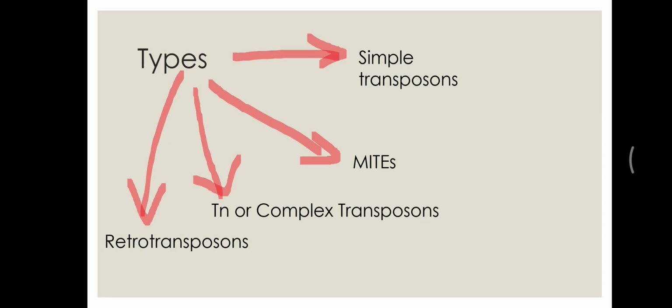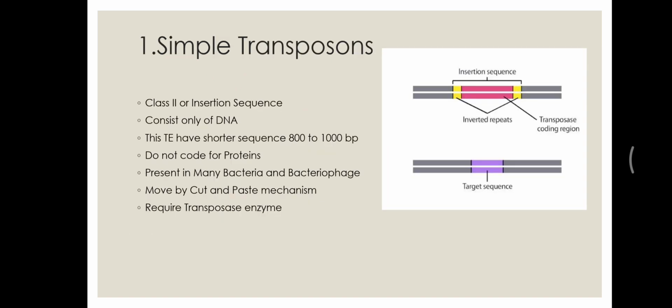Now let's see different types of transposons. Transposons are characterized into various types. Some are shown here. First one is the simple transposons, also known as insertional sequences. Second is the MITs, that means miniature inverted transposable elements. Third is the Tn or complex transposons, and the fourth one is the retrotransposons, which are responsible for doing retrotransposition via using RNA intermediate. We will see in detail in our next videos. In today's video we are going to see only simple transposons. What are these and how they get transferred from one genome to another genome.